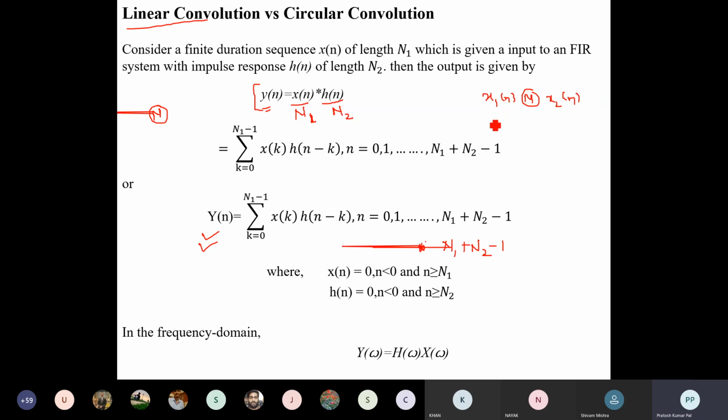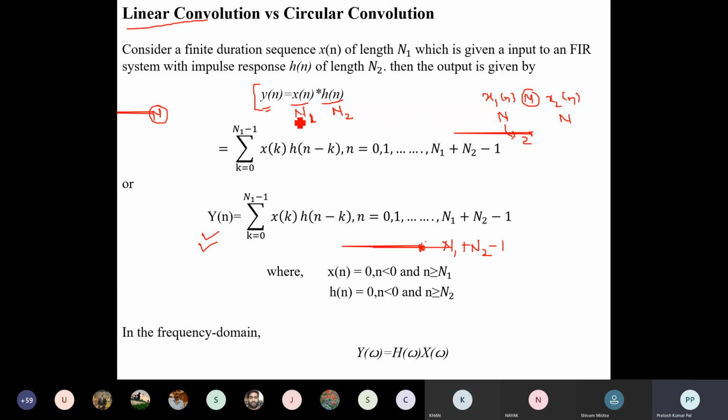First of all, the first difference between linear convolution and circular convolution is that in circular convolution both sequences should have the same number of samples, the same number of terms, and these terms should always be in the form of 2 to the power of some r value, whether it is 2, 4 or 8. So all the terms will be similar to each other.